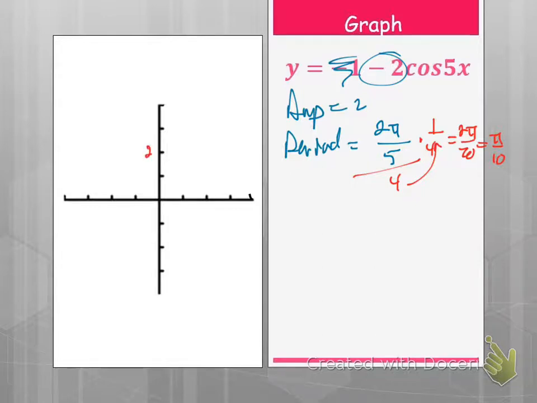Label. So we go 2, -2. Now cosine starts off at 0. Here it starts at -2. And then we follow our pattern. Okay, up here.